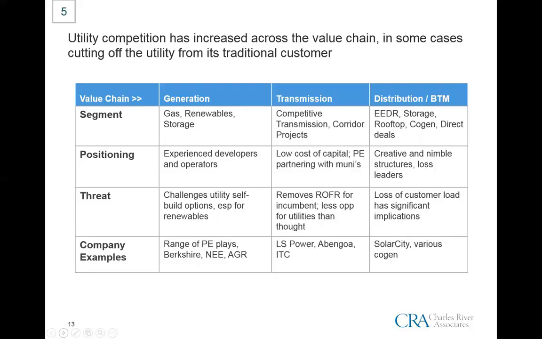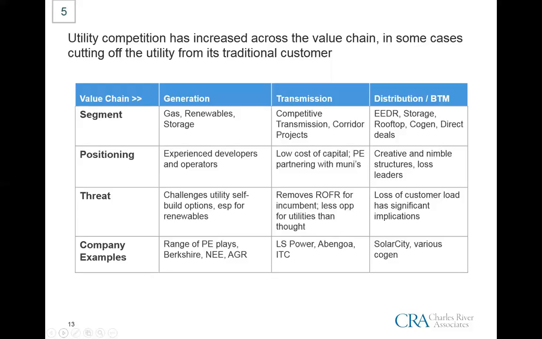In transmission, you have competitive transmission, which I would say maybe hasn't amounted to as many projects as some originally thought, and there's still a lot of self-build options in transmission, but nonetheless, if you live in a service territory where a competitive line is built, you feel the effects of competitive transmission. There's also corridor projects where the competition is happening as well to some degree, and you're not getting a right of first refusal. And low cost of capital players in that space, LS Power won the last couple of competitive solicitations, PJM and MISO.